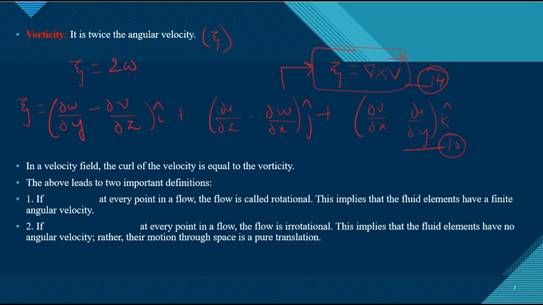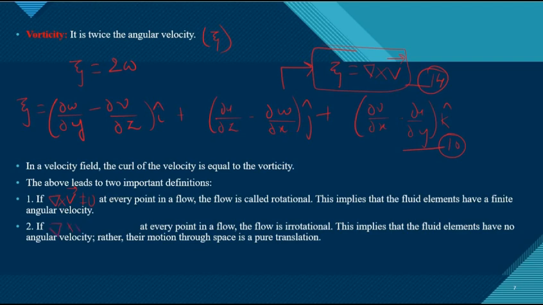So any guesses what would be this blank filled with? When I say the fluid is rotational, I'm saying here that the vorticity is equal to the curl of velocity. So can I say that if this curl is not equal to 0, my flow is rotational? That is, the fluid elements have finite angular velocity, correct?